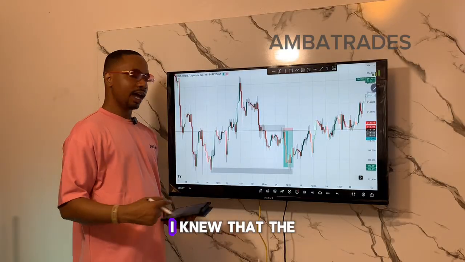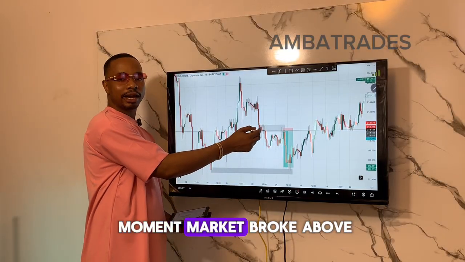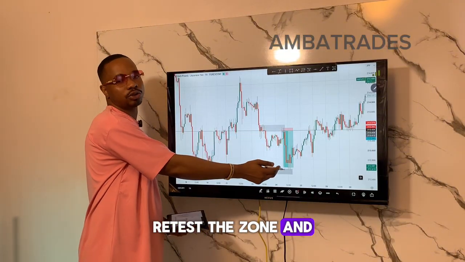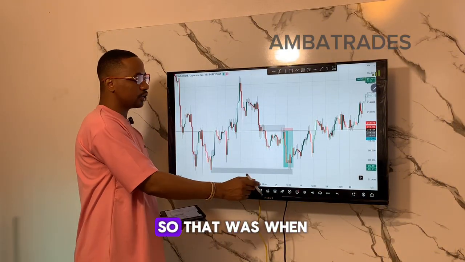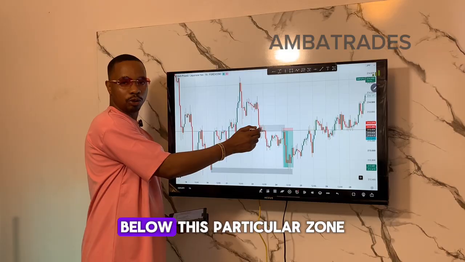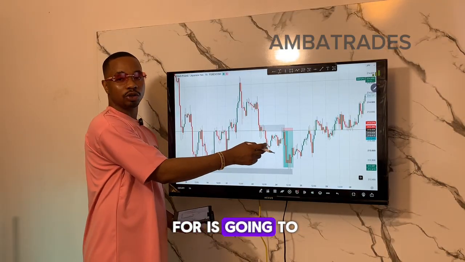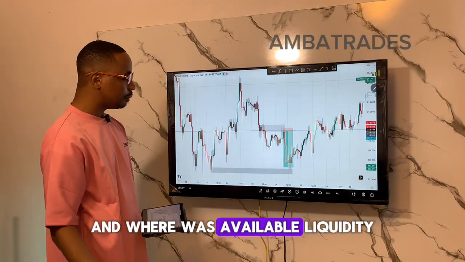Now, on my top-down analysis, I knew that the moment market broke above this particular zone, the market is going to come back, retest the zone, and continue lower. Right. So that was when the market broke below this particular zone. I was very confident that the next thing I'm going to look for is going to be my liquidity. And where was available liquidity?